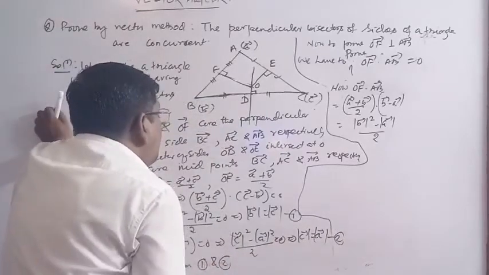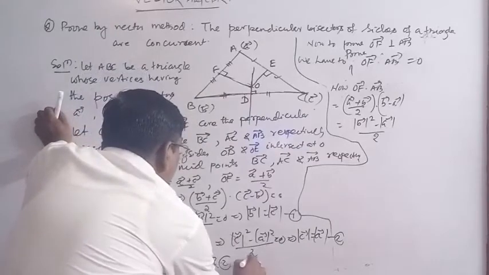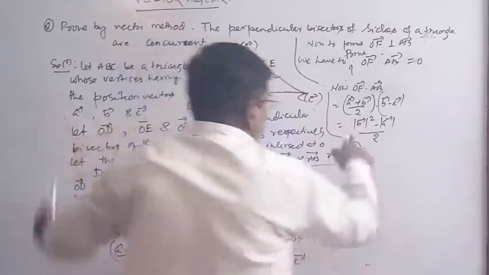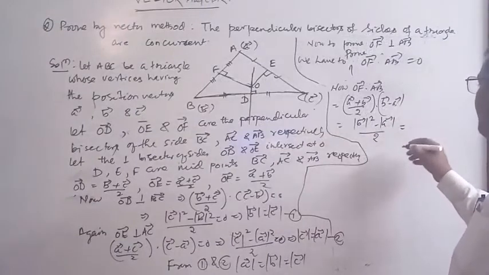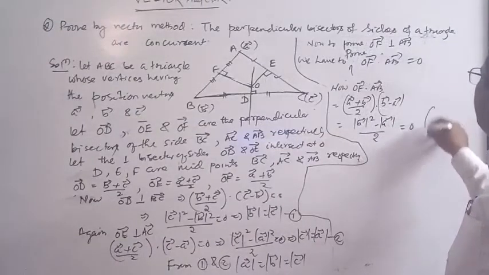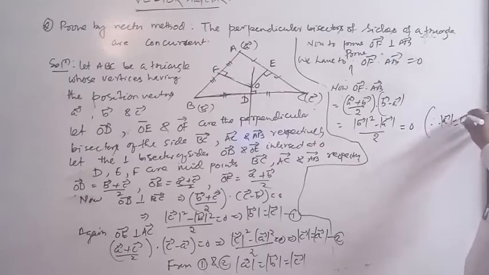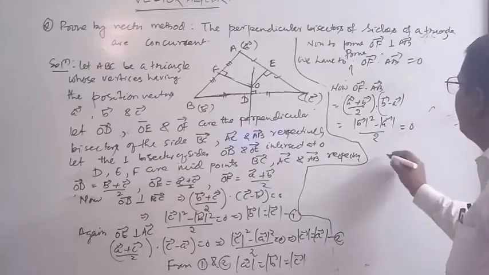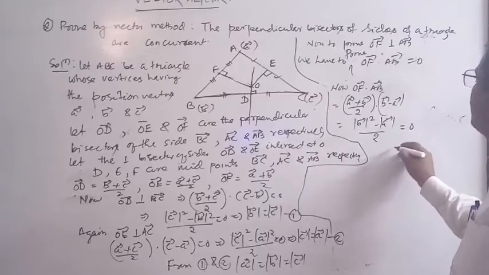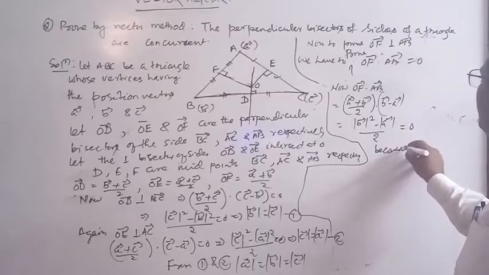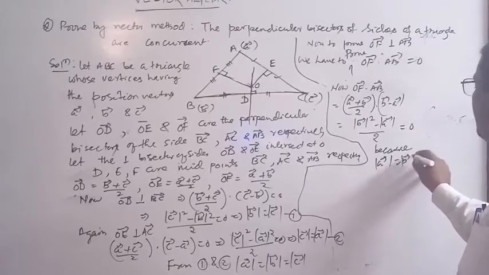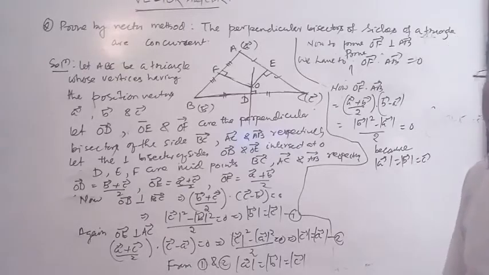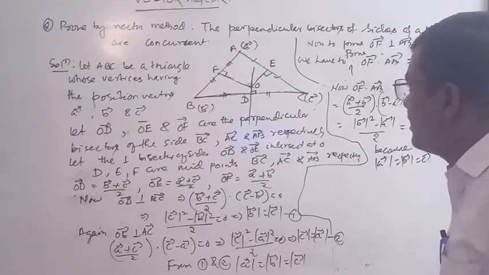From 1 and 2 we get magnitude of A is equal to magnitude of B is equal to magnitude of C. So this is equal to 0, because magnitude of A is equal to magnitude of B is equal to magnitude of C. Therefore the perpendicular bisectors are concurrent.